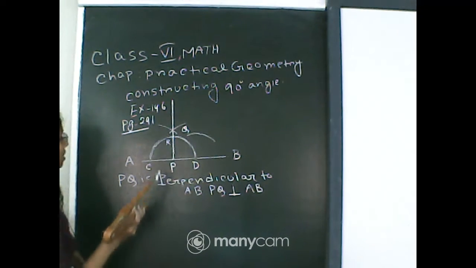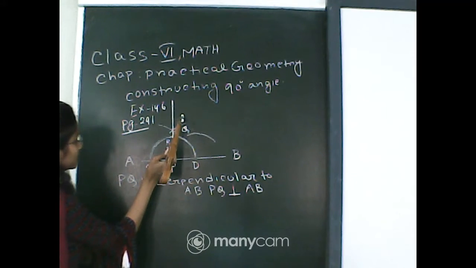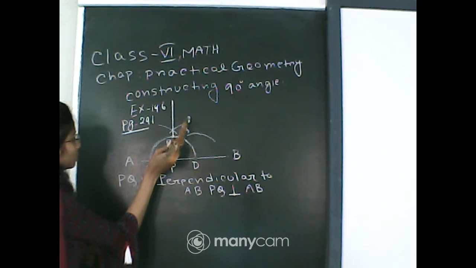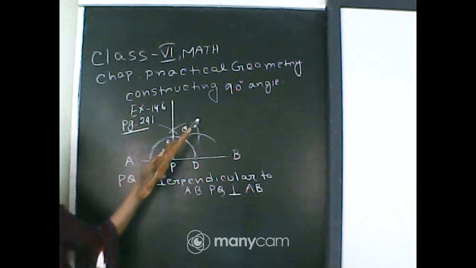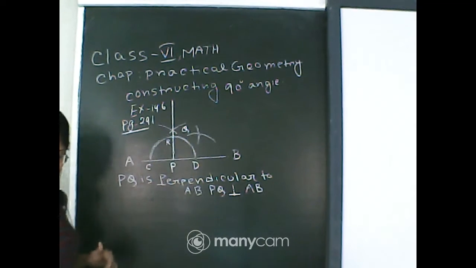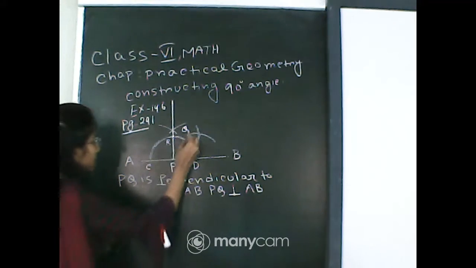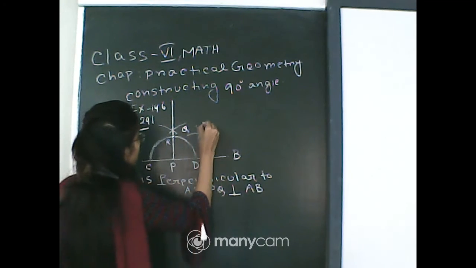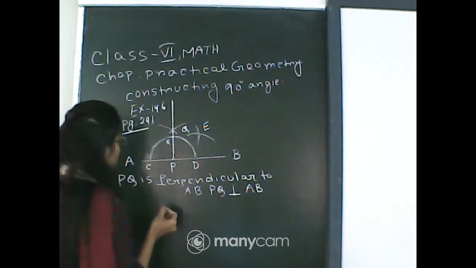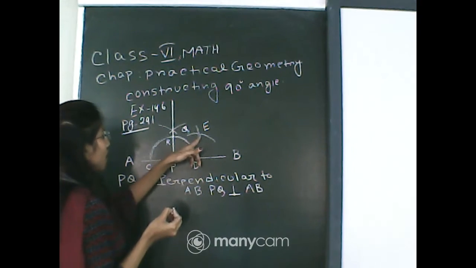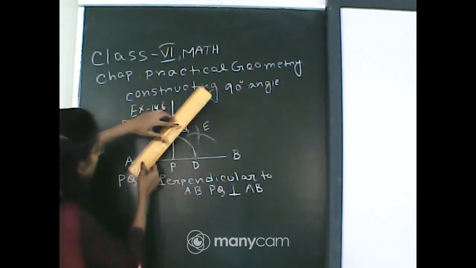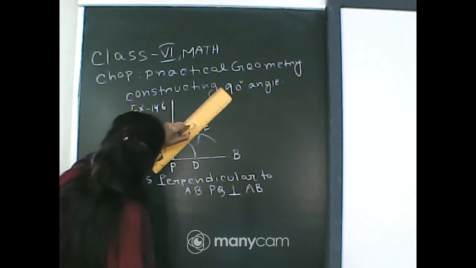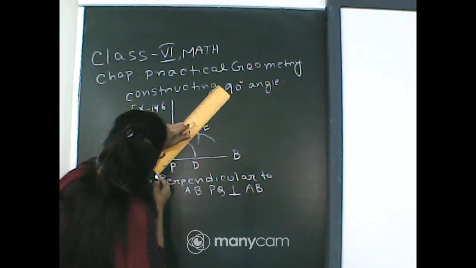Okay. Again place the pointer of compasses at R and with the same radius we draw another arc. Suppose these two arcs intersect at E. Now join P and E.